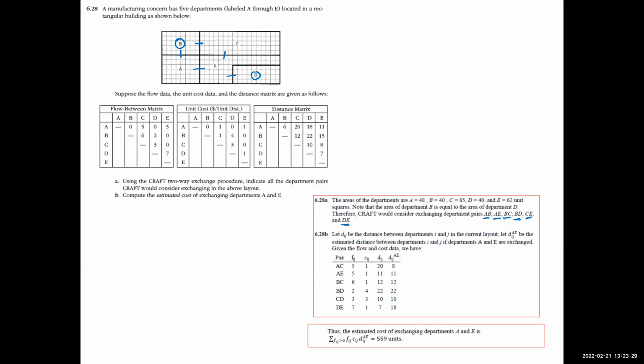Let's move to the next one. So the first, any questions about the first part, possible exchanges? No? So the next question is to compute the estimated cost of exchanging departments A and E.